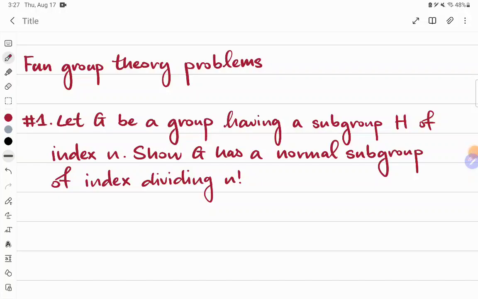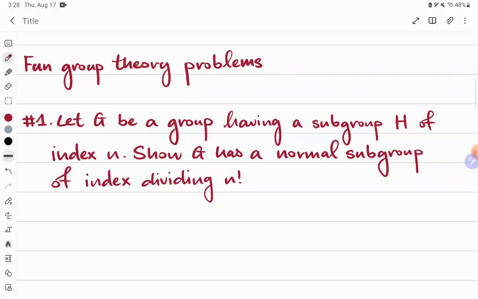Hi everyone, and this is the first video in a series that I'll be doing about fun problems in group theory. These problems were chosen from various sources, which I'll link in the description. In this case, from Tim Gowers' website, which was run a couple of years ago and I think it shut down, but there are a lot of great articles still up.